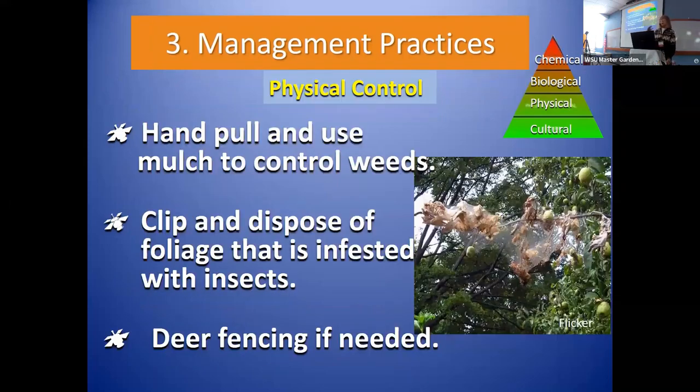All right, now we're going to move up the rung here, and we are going to look at physical control. So in this instance, these are things that you want to do. You want to physically get out there and hand pull and use mulch to control weeds. Remember, they're going to compete for water and nutrients with your fruit trees. You can clip and dispose of branches that might get infested with insects like the fall webworm. And then a lot of us, I'm sure, need deer fencing around our little backyard orchards. Otherwise, we're going to run into some problems with deer.